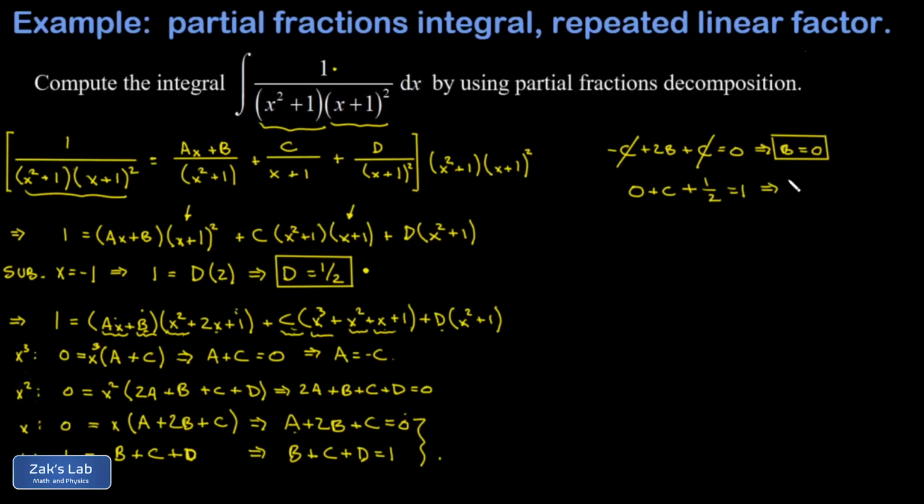And this is guessable. C is equal to 1/2. And now I have 3 of my undetermined constants. And now I'll go back to that first equation where I said a is equal to negative c. So apparently a is equal to negative 1/2.